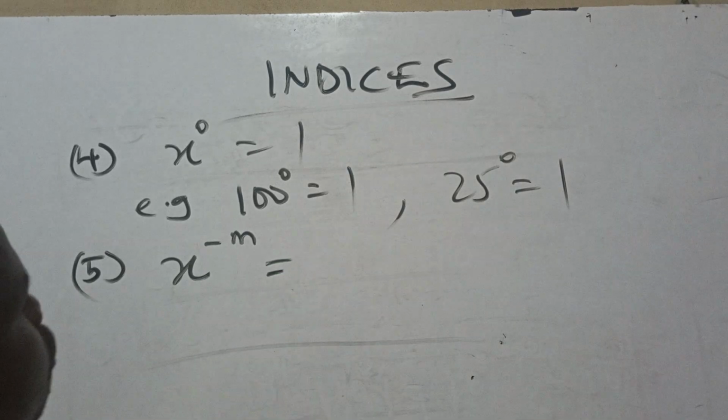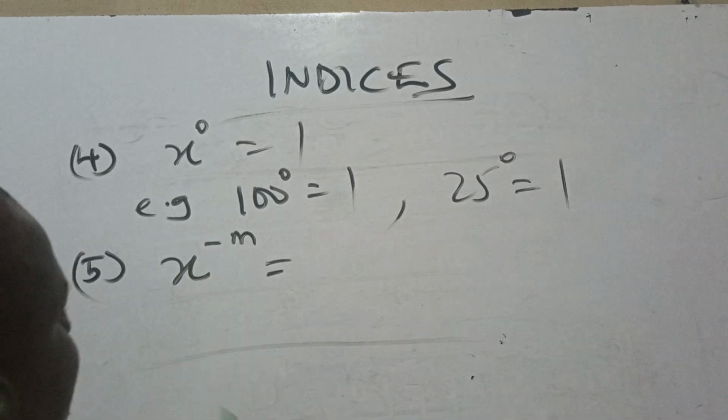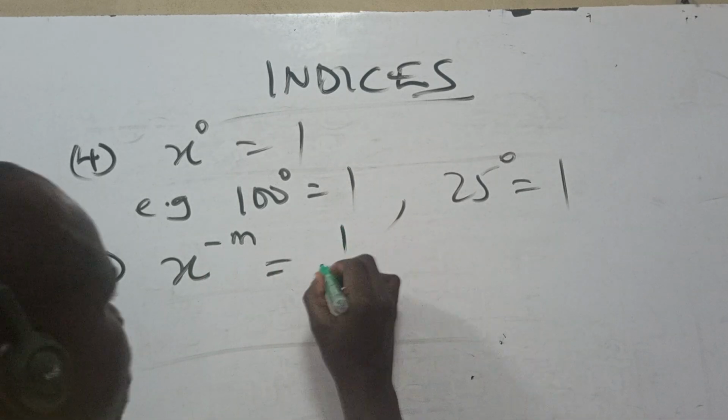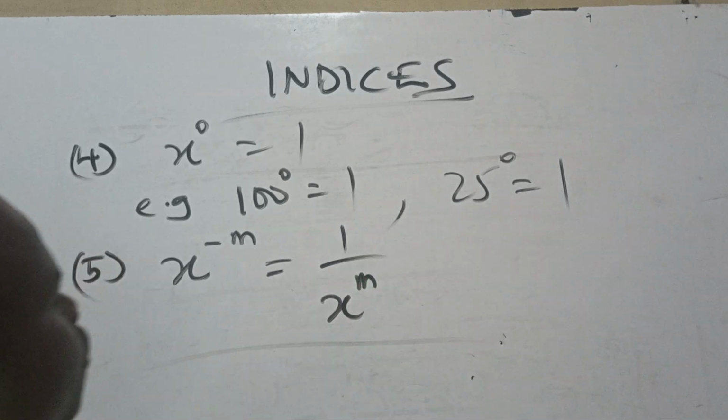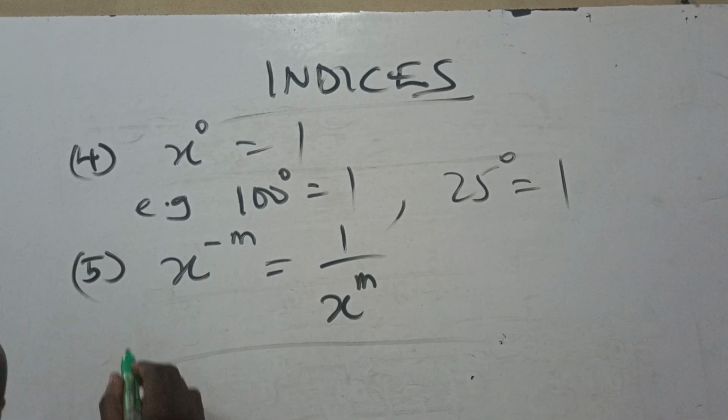Then this is what we are going to do. We'll write this as a reciprocal in order to eradicate this negative. Then this is the same thing as 1 all over s raised to power m. That is, this is the positive form of writing this, and this is the negative form of writing this.